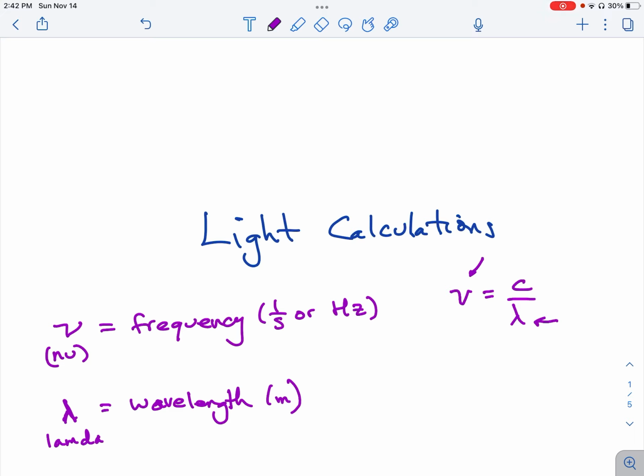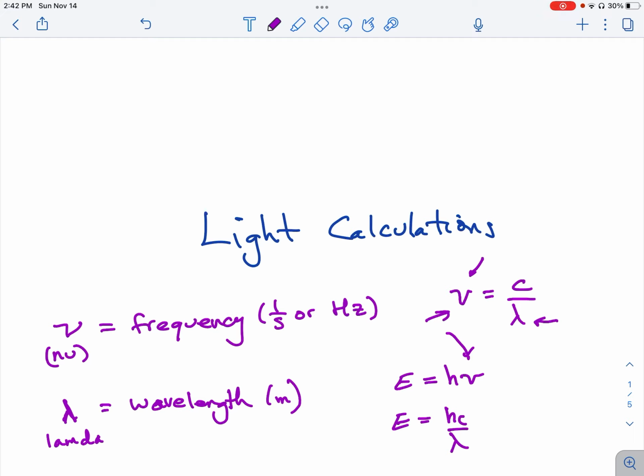And then the other equation involves the energy of a photon, and there's two forms of that. There's the frequency form, and there is the wavelength form. Really all you're doing is taking this equation up here and plugging it into this one to get the second one, but it's okay to think of it as two separate equations for now.